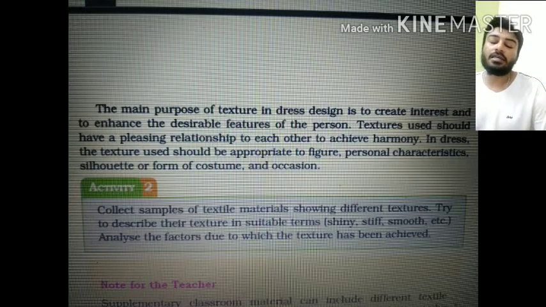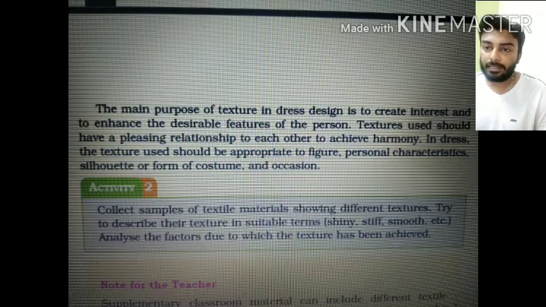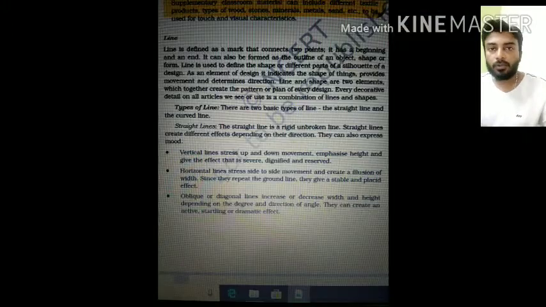So the textures are chosen according to these factors, like the occasion and the different figures. Also, it depends on what kind of textures will be used in a particular dress. So these are basically the purposes of texture in dress design. Coming on to the next element, which is the line.